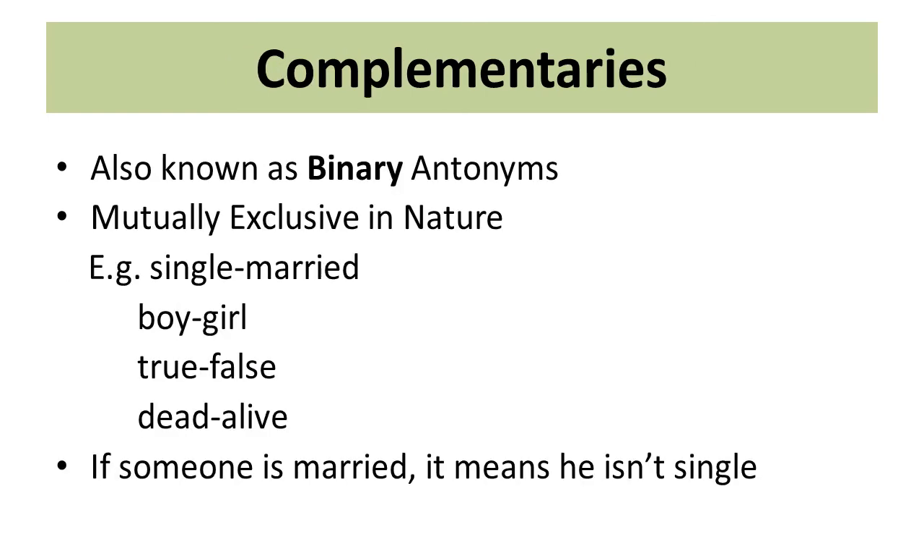Now all other antonyms which we will be discussing will be the kinds of non-gradable antonyms. So here in this series, first one is complementaries. Complementaries are also known as binary antonyms, and they are said to be mutually exclusive in nature. What does this mean? This means that when one is there, other must not be there. For example, we have single and married. Means if somebody is single, he must not be married. Similarly, we have other examples such as boy and girl, true and false, and dead and alive. In all the examples, this mutually exclusive criterion holds.